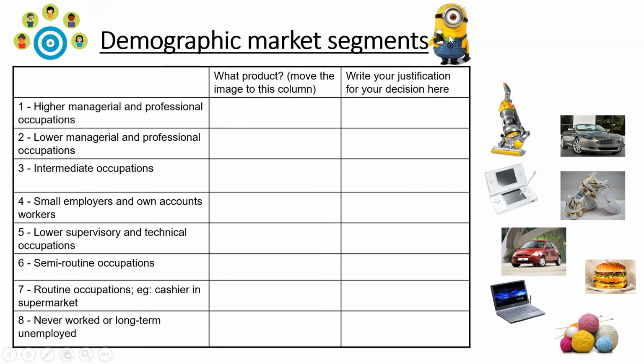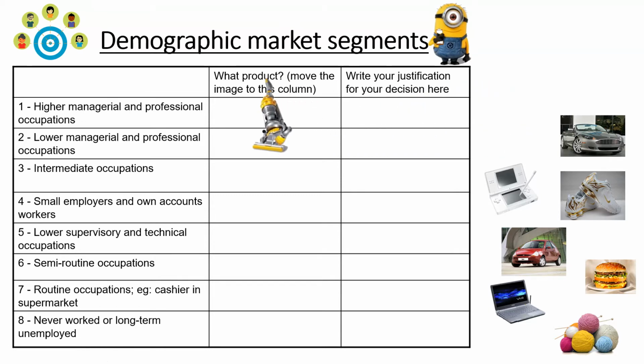Here's your task. Your job is to look at the profiles of the customers on the left-hand side of the table, and there are 8 of them. And your job is to match the product, which is on the right, and justify your decisions. So I'll show you how it's going to work.